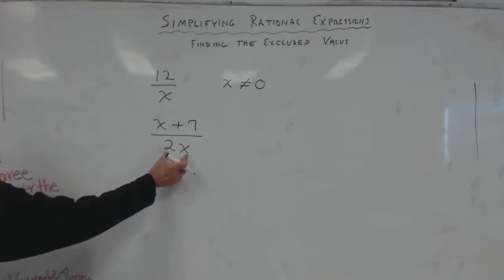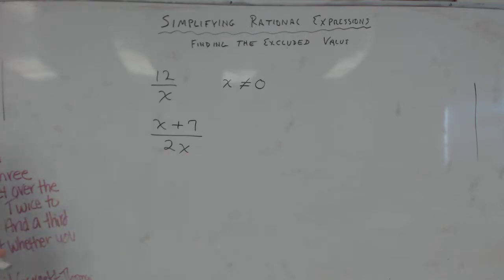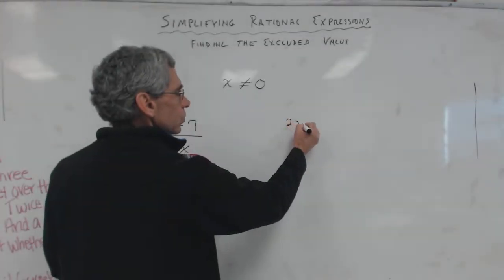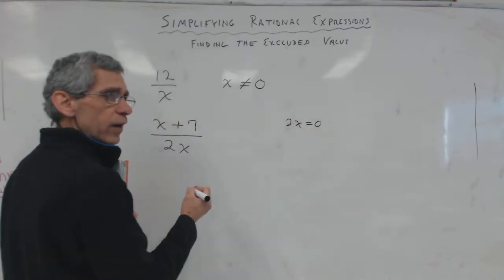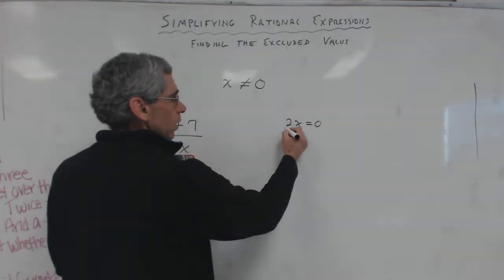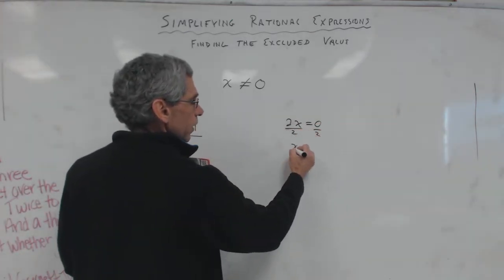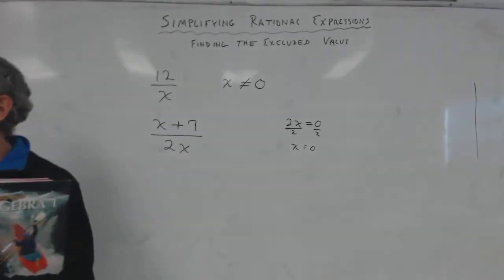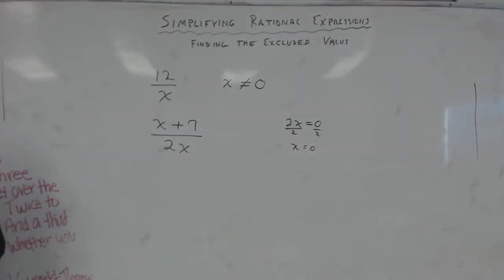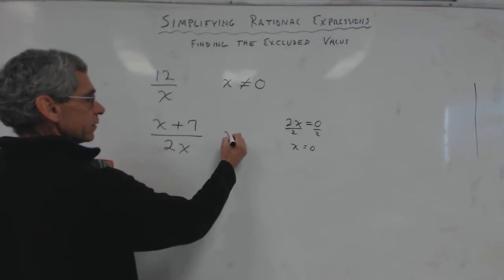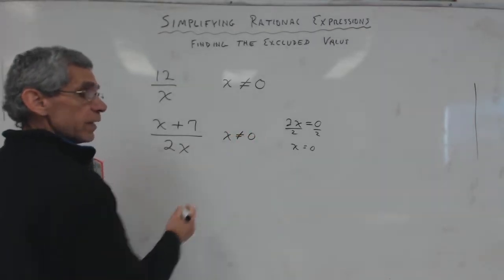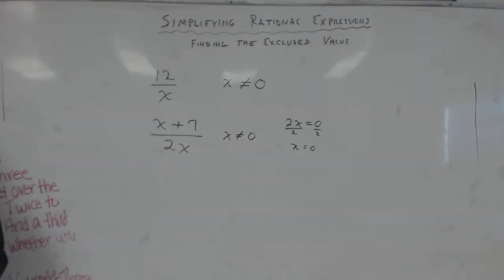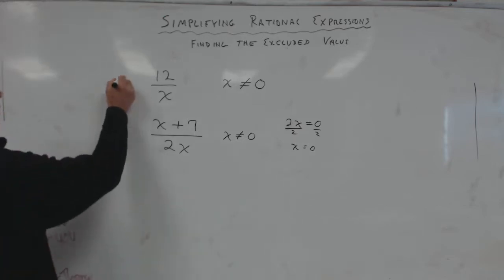Now, if I can't figure out what x would be to make that 0, I could always say, well, let's see. 2x equals 0. I could solve for x and see what it would be. Well, if I divide by 2, oh, x is 0. Oh, I could have figured that out, right? So again, I would have to say x cannot equal 0. That's my excluded value. Pretty straightforward, right? Yes? Okay, so that was my first example.